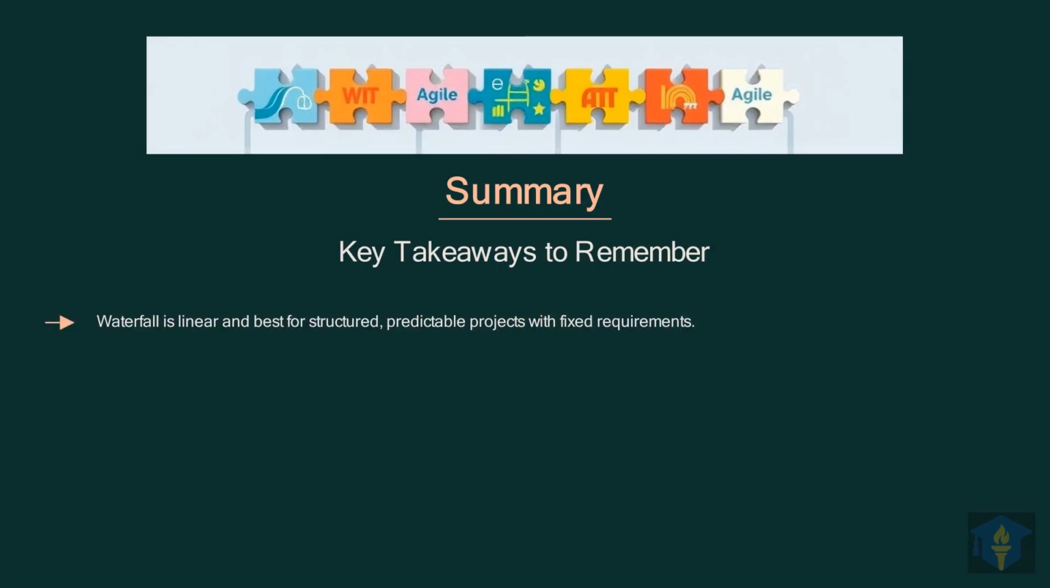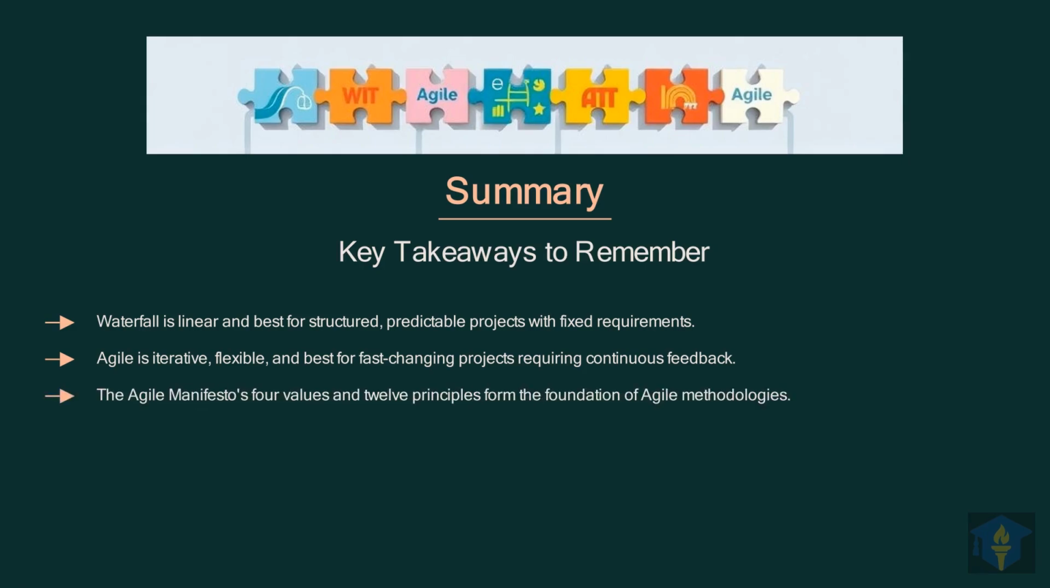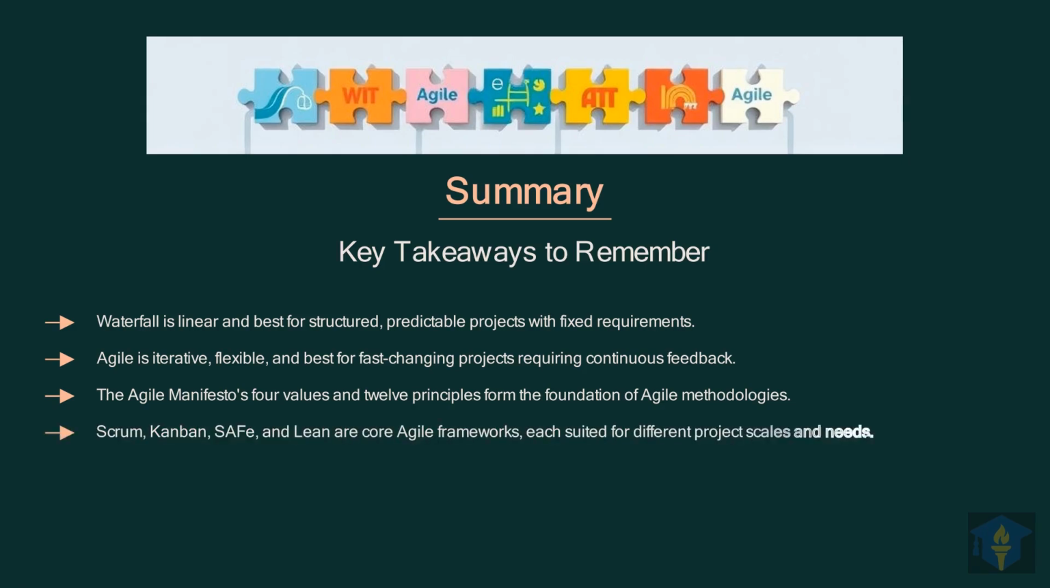Remember, waterfall is linear, best for predictable projects with fixed requirements and minimal changes. Agile, on the other hand, is iterative and flexible, ideal for projects needing continuous feedback and adaptation. The Agile Manifesto, with its 4 values and 12 principles, forms the fundamental core of all Agile methodologies. Scrum, Kanban, SAFe, and Lean are core Agile frameworks, each suited for different project scales and needs.